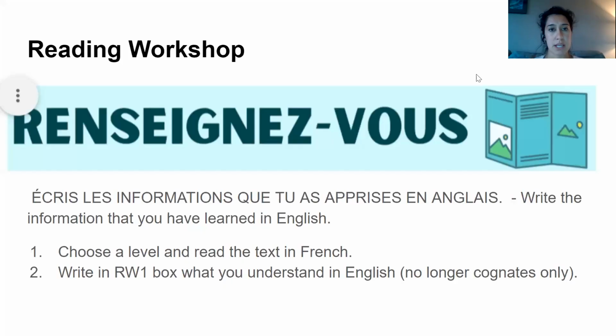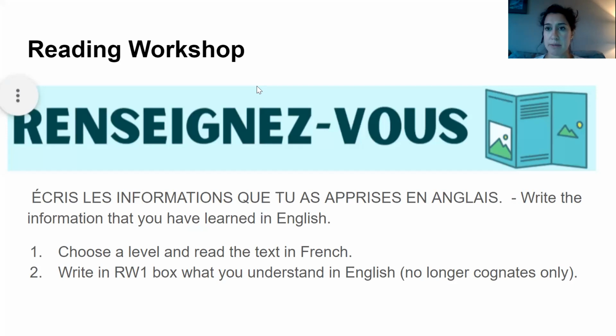So you are writing in that RW1 box what you understand in English in sentences. So you're no longer just looking at cognates, but cognates will help you in your understanding. And you're not just writing random words, you're writing sentences in there. So I understand this text is talking about, according to the text, I understand that, something like that.